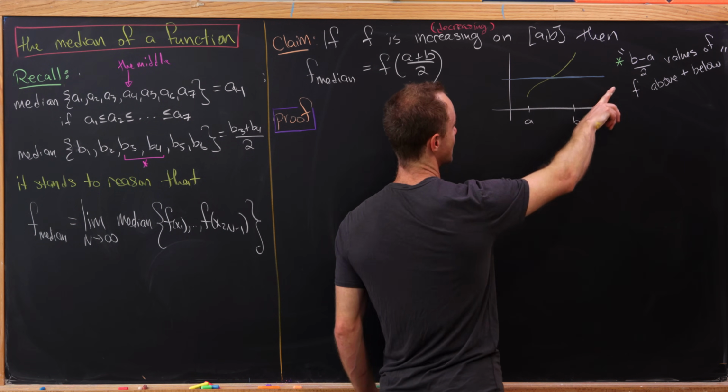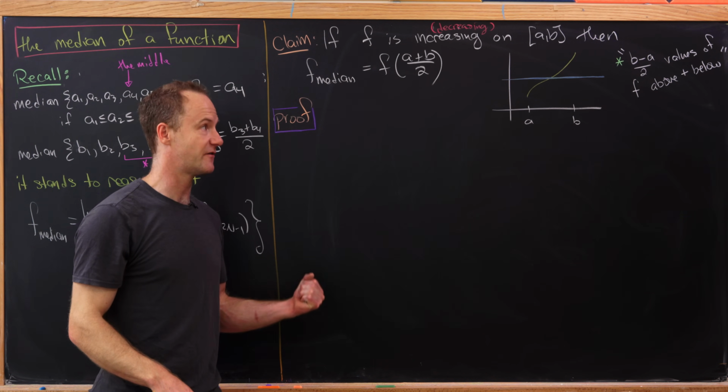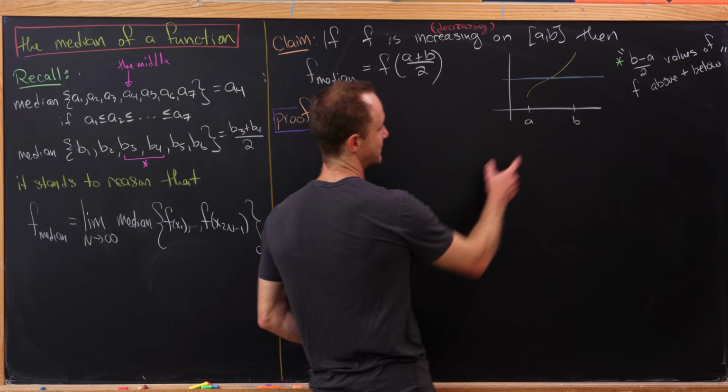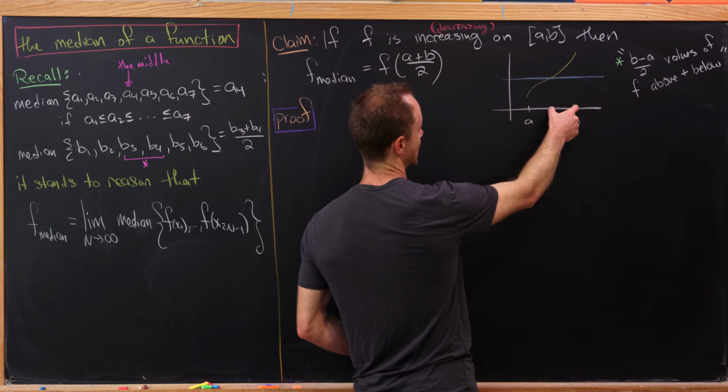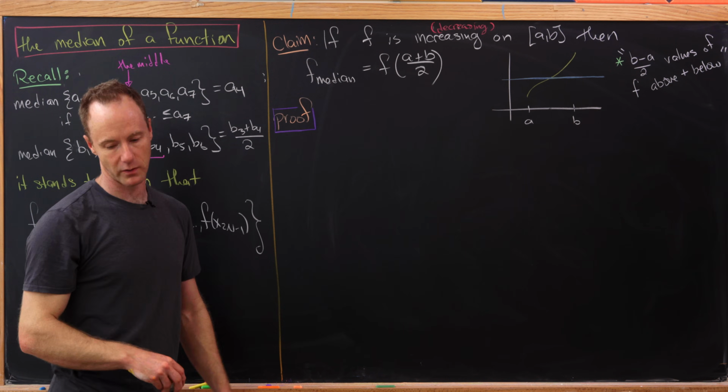And the idea here is that there are (b minus a) over 2 values of f above and below this median. The ones above go from the midpoint up to b, and the ones below go from a up to the midpoint.